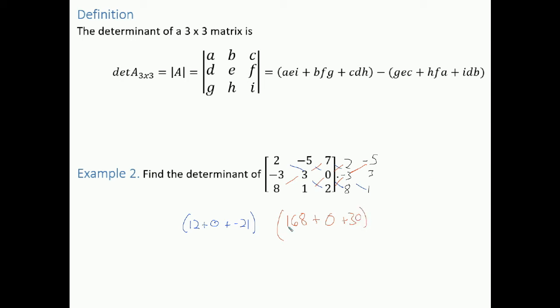And then the last thing we do is remember we're going to subtract these, so we can figure these out here. 12 plus -21 is -9. And then we have minus, and 168 plus 30 is 198. And we're going to go ahead and subtract those. So -9 minus 198 is -207. And so the determinant of this matrix is -207. And so that's how you do a 3 by 3. Not hard to do, just might want to get some practice so you remember those steps.